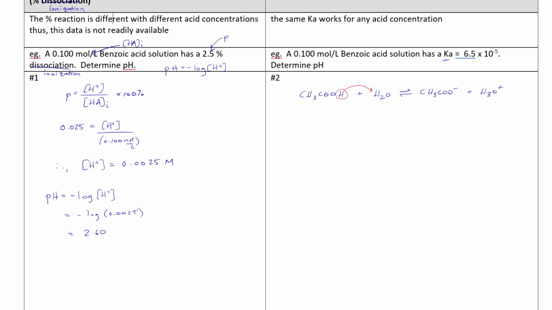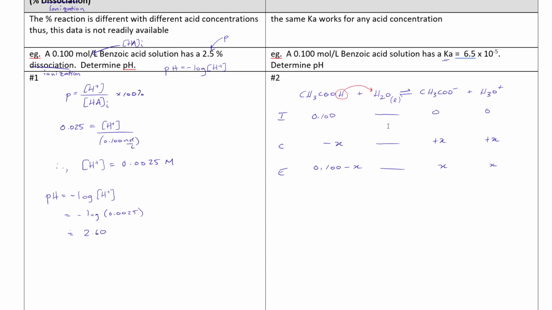Acetic acid is your acid. Set up my ICE table, and recall that since water is a liquid, I do not have to calculate its concentration because its concentration is a constant. So I'm only going to be calculating the concentration of the other species present here. I have my initial concentration of 0.100 molar, and there are initially no concentrations of acetate and hydronium. I know it's going to shift to the right, so plus x, minus x, and then I have 0.100 minus x, and x.